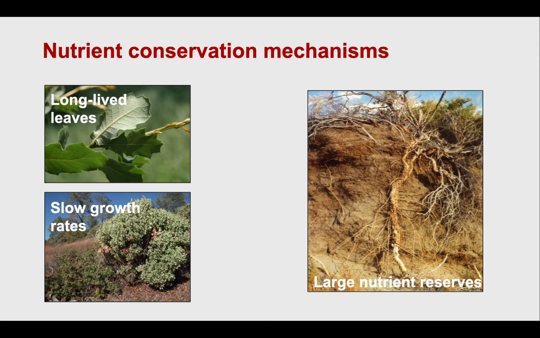They might have very slow growth rates. If you're growing very slowly, you're not using nutrients as fast to build up more biomass. They might also have very large nutrient reserves. If we take a look at the root system of that plant there, we notice it has a very large taproot right down the middle. It has large nutrient reserves, in addition to those roots digging down very deep to always try to find new nutrients, new soil to get those nutrients from.